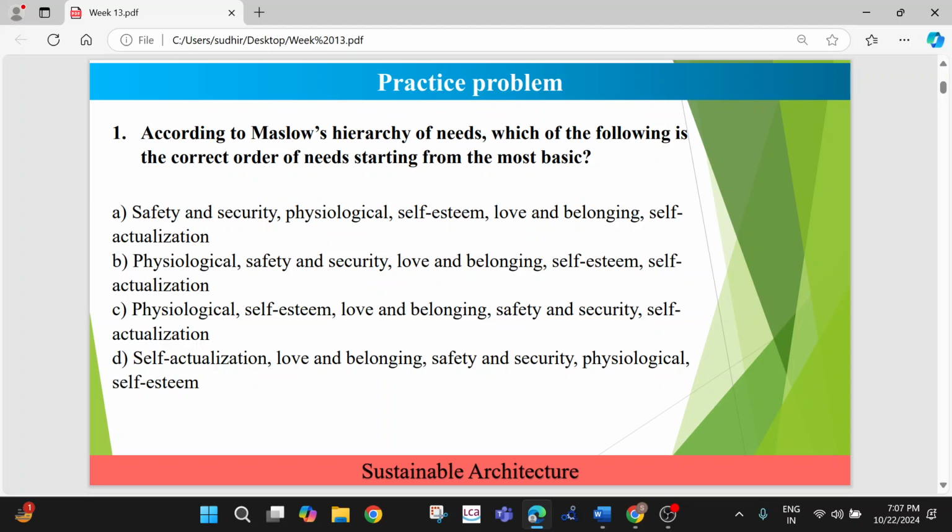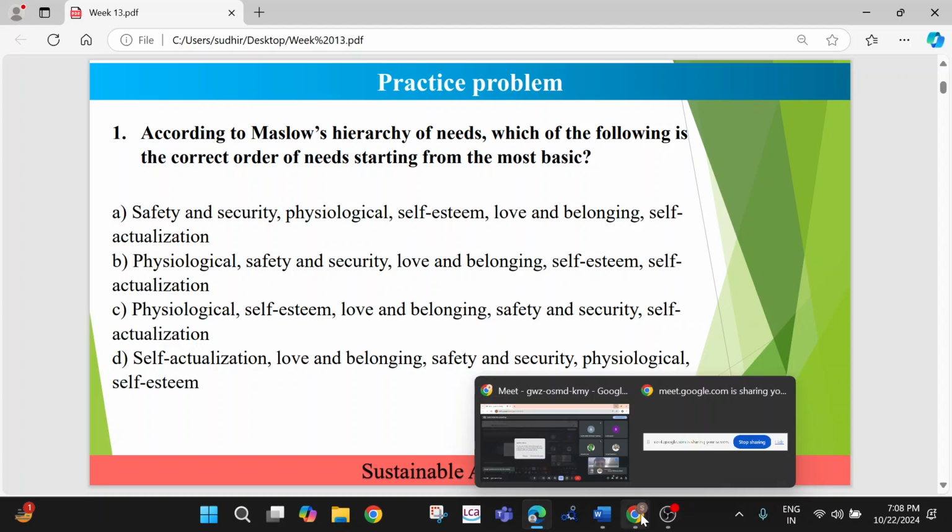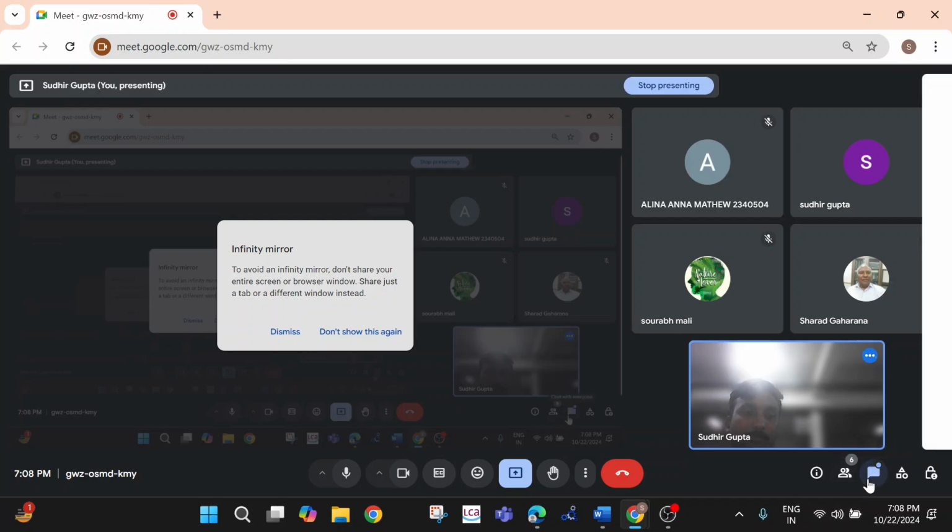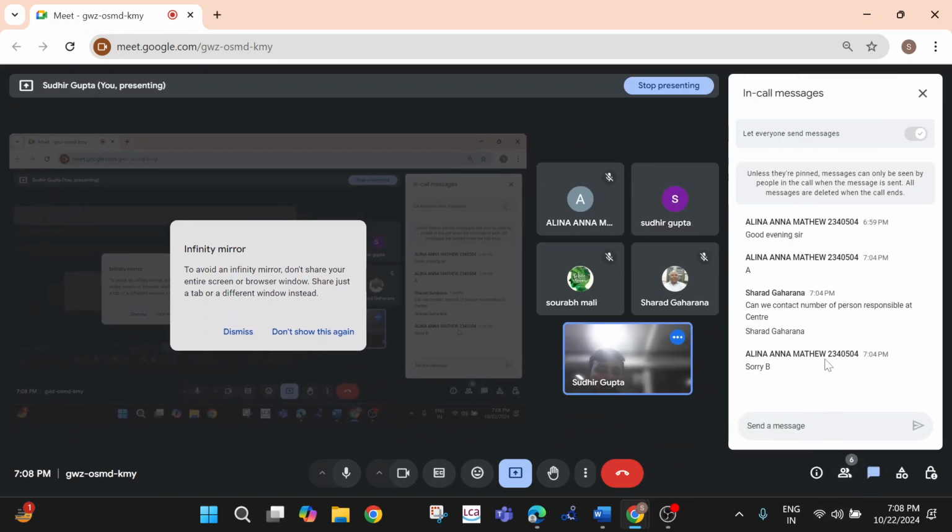Whenever you are answering any question in the exam, try to read all the options carefully and see whether it is a multiple choice question or just a single objective question. Sometimes you might be confused between two options, so read the questions carefully and choose the most optimum one. For this question, how many have you answered? Elena is saying B.